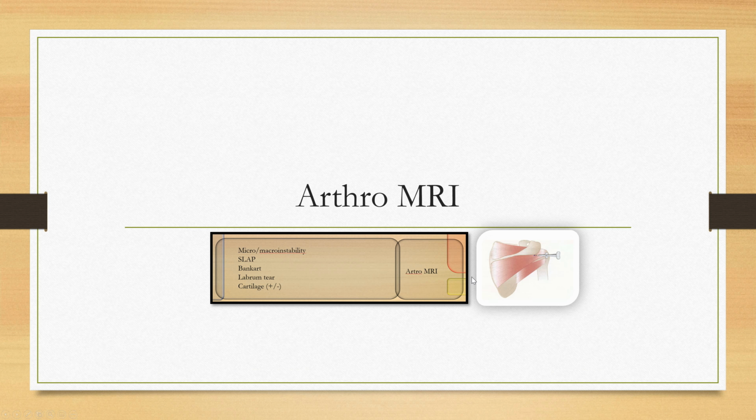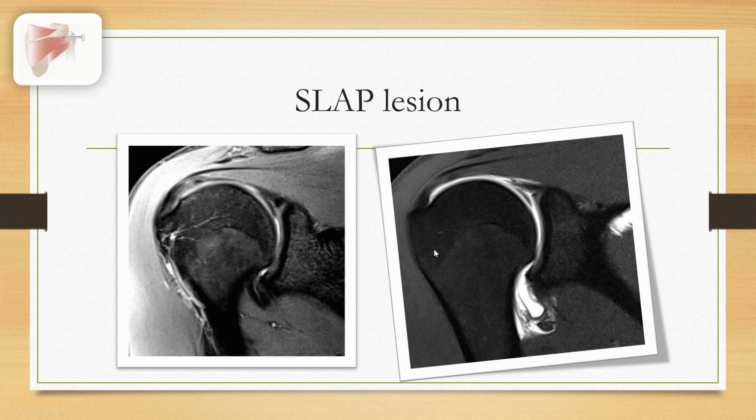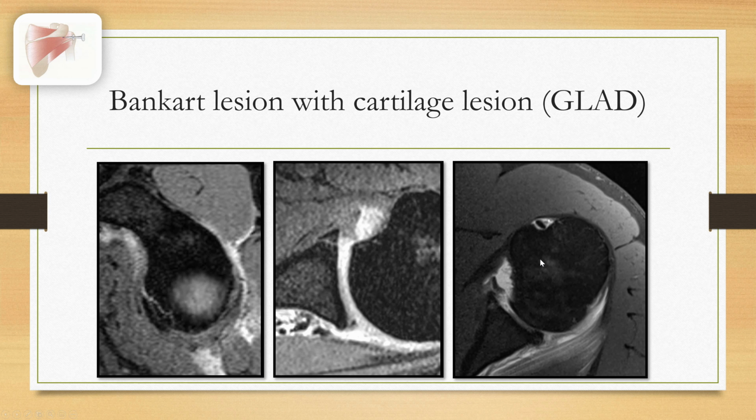Some examples from arthro MRI, when to use arthro MRI. This is a SLAP lesion. You see this SLAP lesion on native or non-contrast images, but if you give contrast, you will better appreciate and characterize this lesion, and the orthopedist will see it better, and this is how it works.